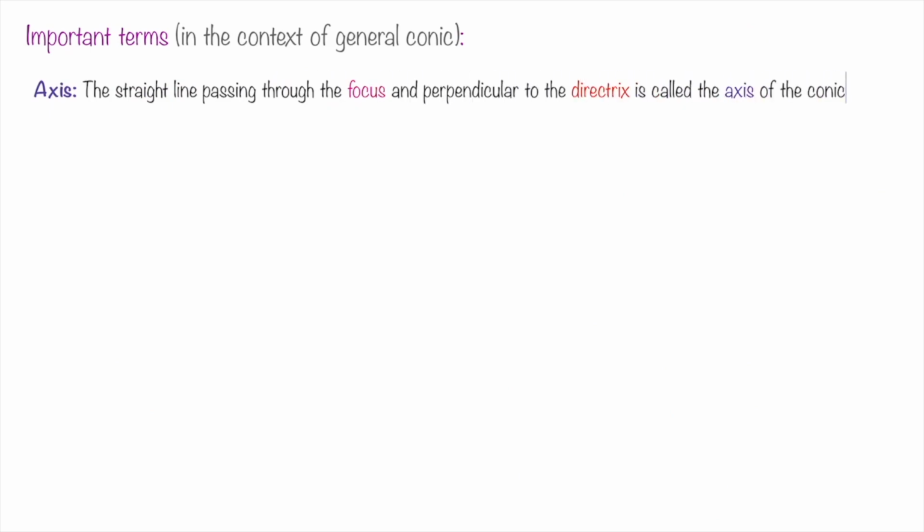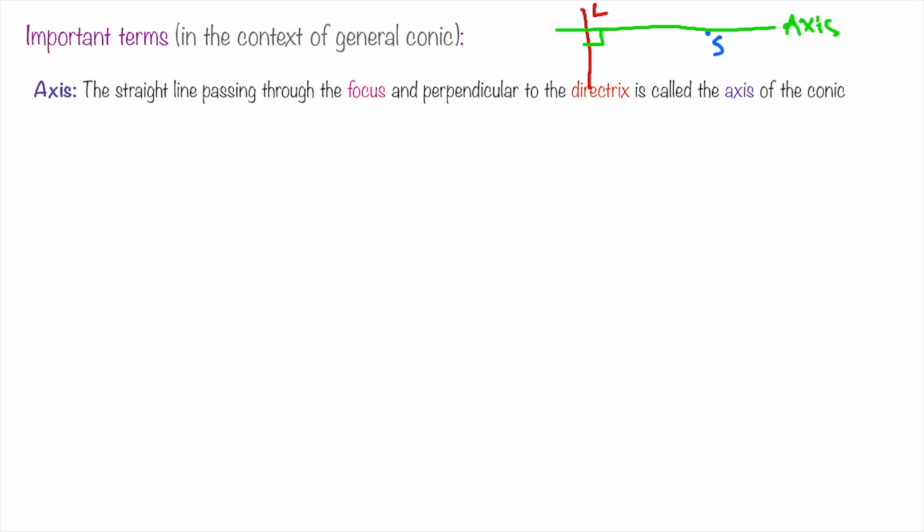Now let me introduce some important terms in the context of general conic section. The first one is axis. The straight line passing through the focus and perpendicular to the directrix is called axis of the conic. Let's say this is your focus and here is your directrix. The line passing through the focus and perpendicular to the directrix is called axis. This is going to be your axis.